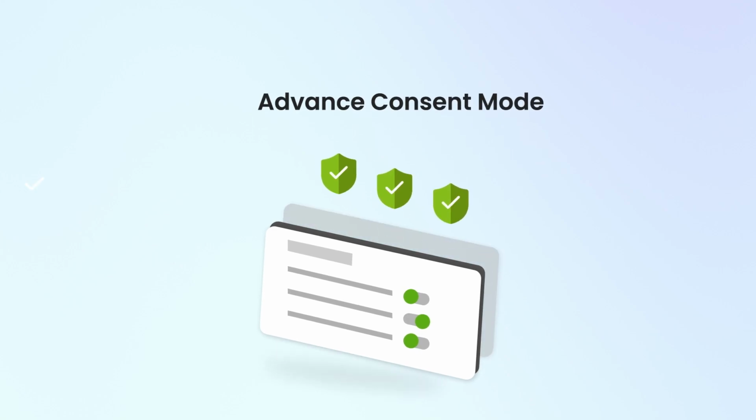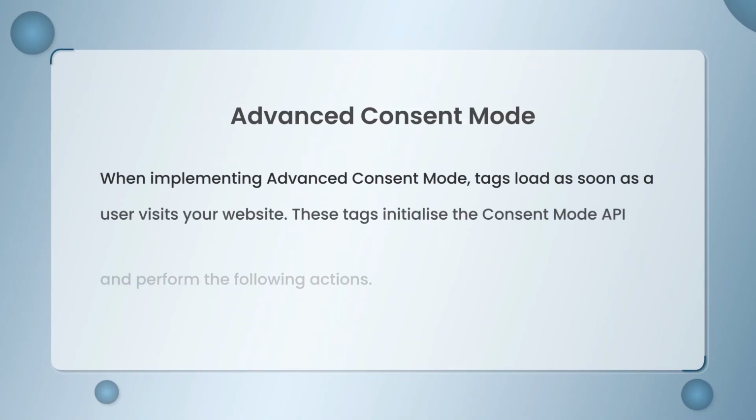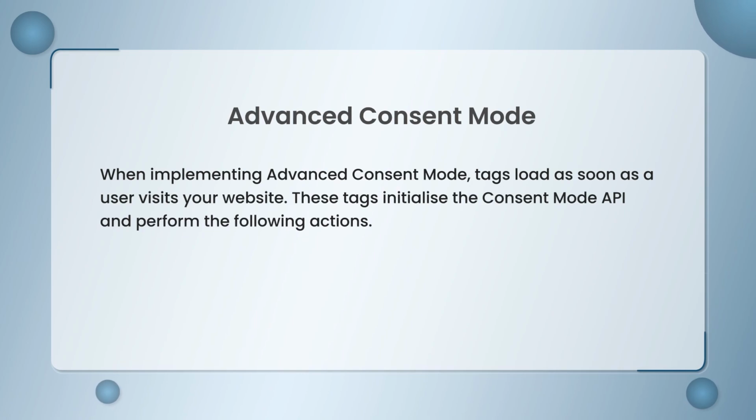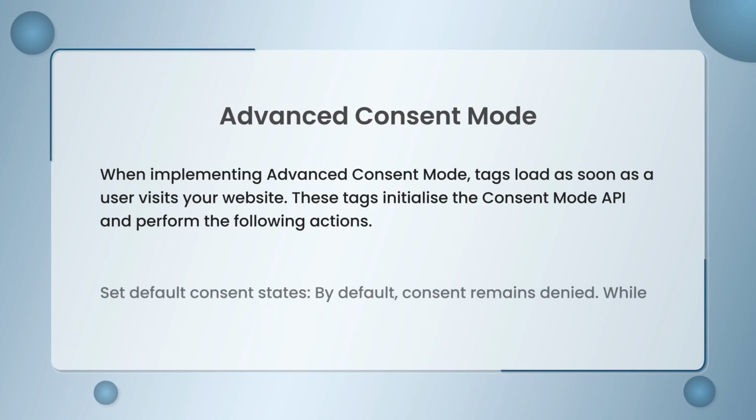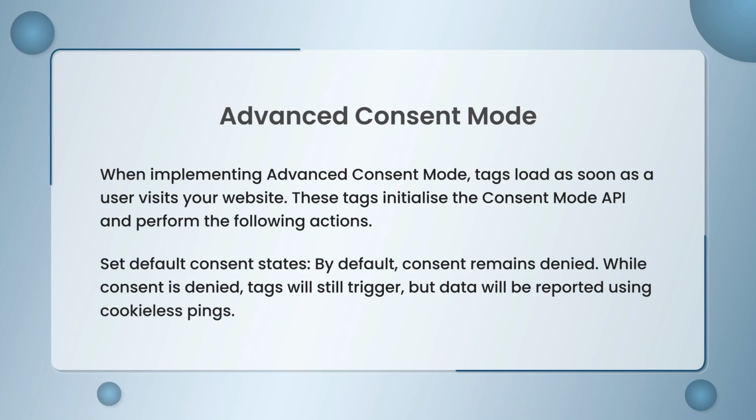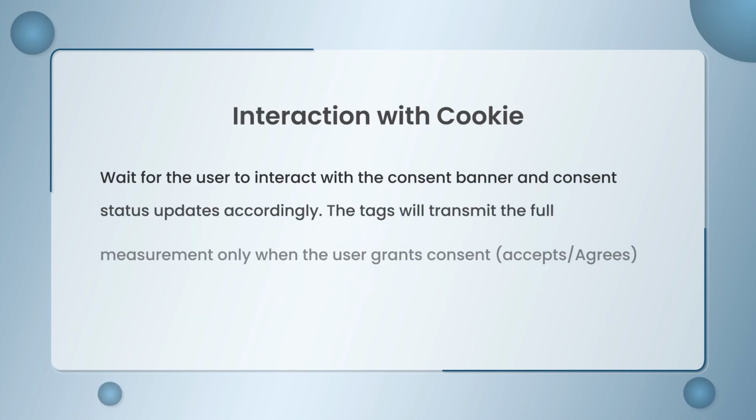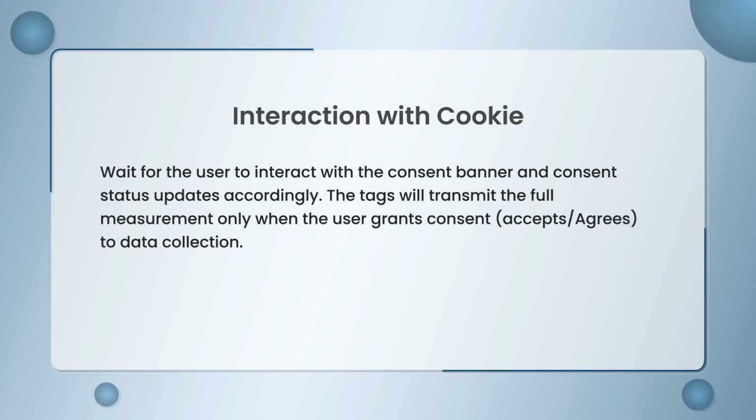Advanced consent mode. When implementing advanced consent mode, tags load as soon as a user visits your website. These tags initialize the consent mode API and perform the following actions. Set default consent states. By default, consent remains denied. While consent is denied, tags will still trigger, but data will be reported using cookieless pings. Wait for the user to interact with the consent banner and consent status updates accordingly. The tags will transmit the full measurement only when the user grants consent to data collection.